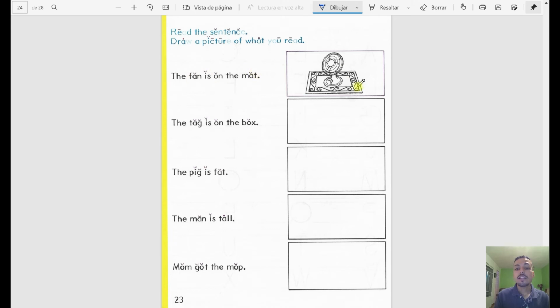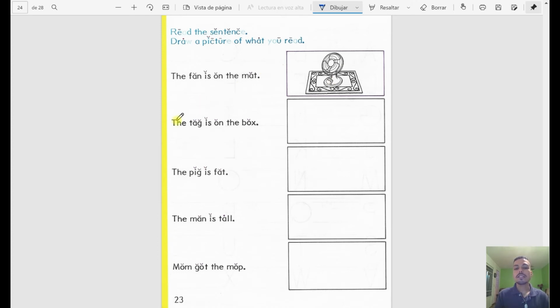Pues, ¿qué yo voy a hacer? Que voy a hacer un mat, que es como una alfombra, y le voy a colocar encima un abanico porque dice el abanico está encima de la alfombra. El abanico está encima, mire, del mat o de la alfombra, ¿verdad? Así que eso es lo que yo tengo que dibujar, un abanico que esté encima de un mat o una alfombra, porque eso es lo que yo leí ahí.